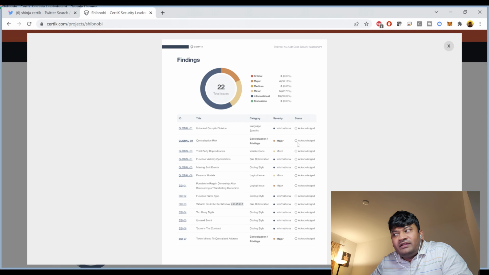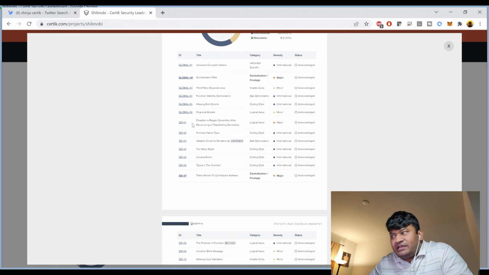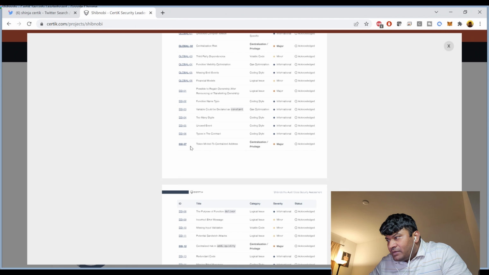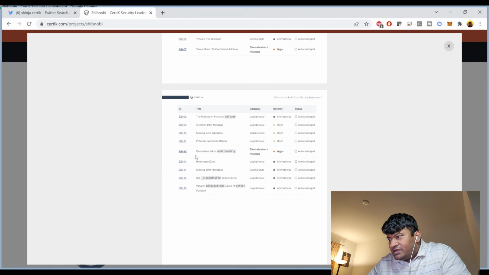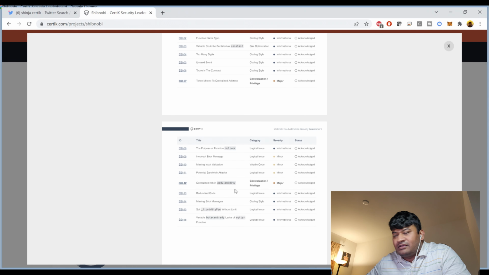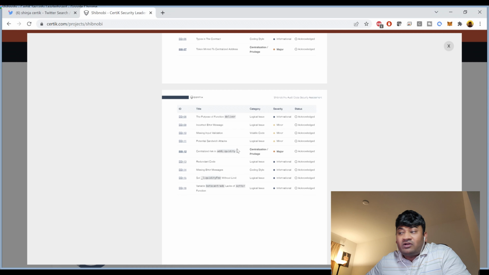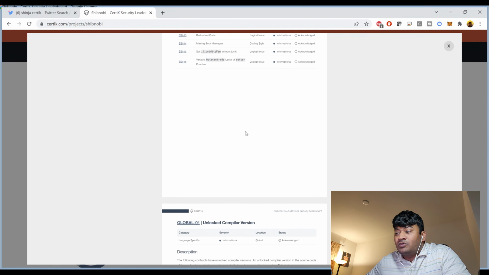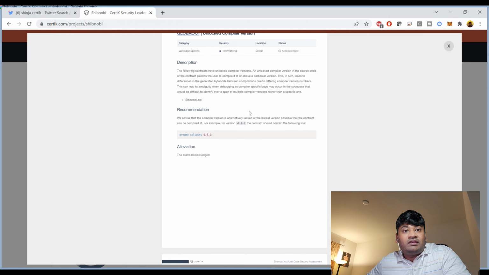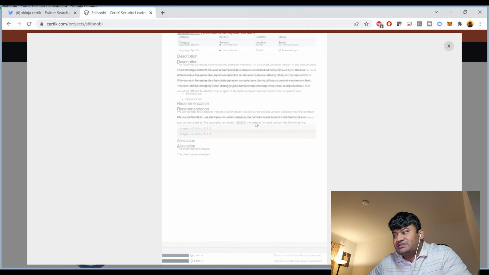So the first major finding is the centralization risk, global O2, that you see right here. The second major finding is the possible to regain ownership after renouncing or transferring ownership. The third major security risk is the token minted to centralized address. And the fourth one is a centralized risk in add liquidity. So Cliff does talk about all of these, and I just want to go through the recording with you guys so you also see the exact thing that's being discussed here.